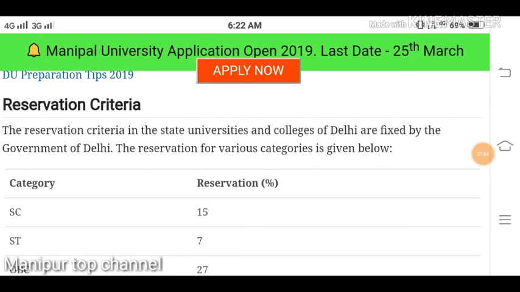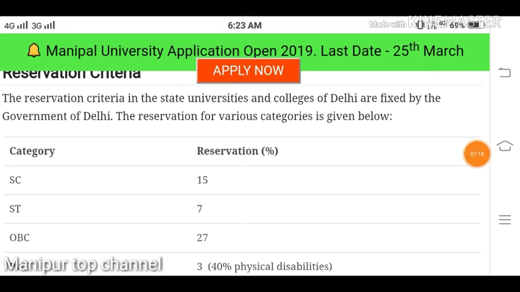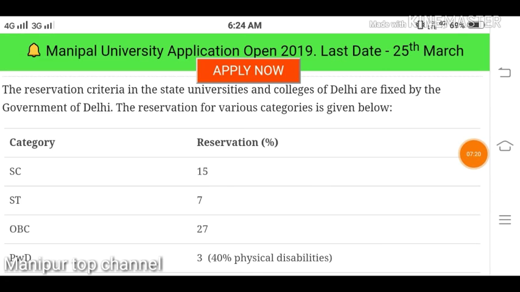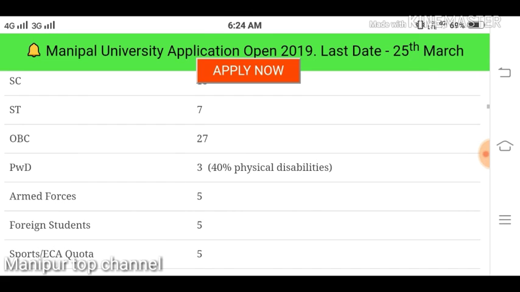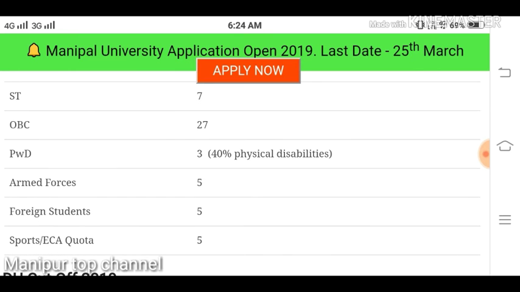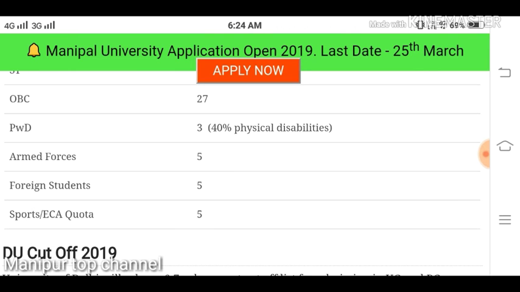There is no minimum age bar. And the reservation category criteria are given here. For the SC, 15% reservation is given here, and for ST 7% reservation. For the OBC 27% reservation. For PWD 3%, 40% for physical disabilities, and armed force 5%. Foreign student 5%, sports and ECA quota 5% is given here.